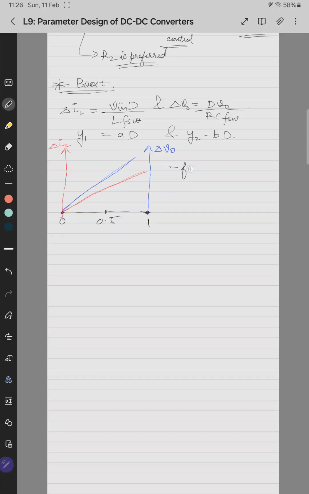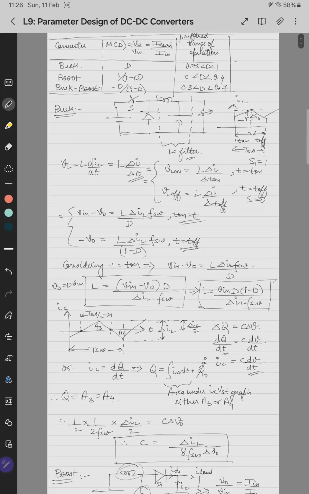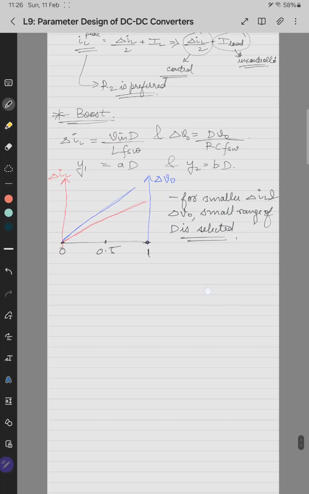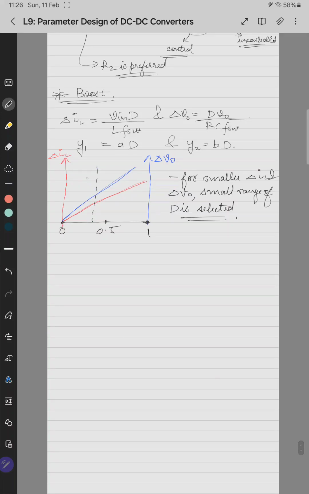For smaller delta IL and delta V naught, a small range of D is selected. That's why for a boost converter, this range is used, say up to 0.4. This is the preferred range of operation.